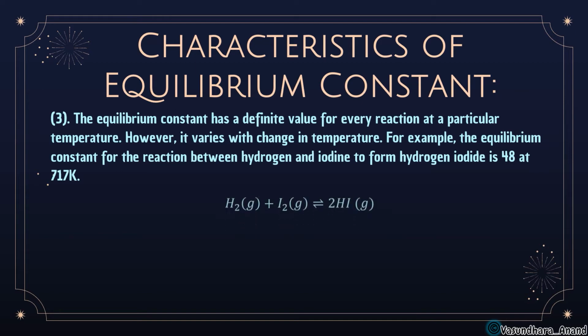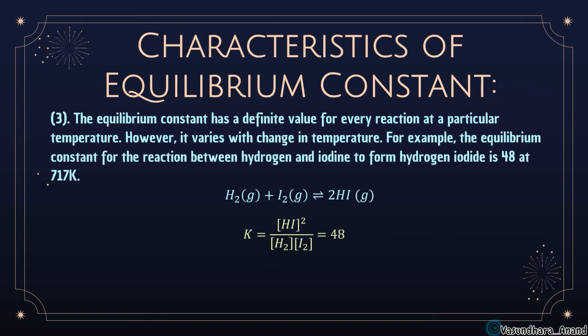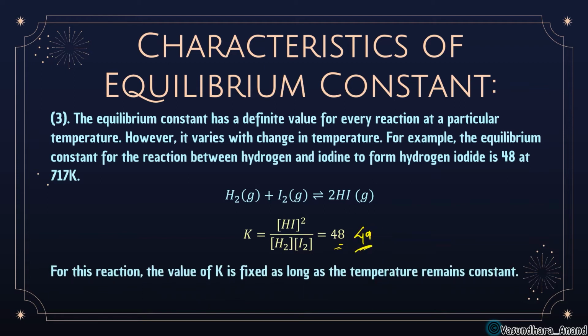Okay. H2 gas plus I2 gas changes into 2HI gas. Here K will be [HI]^2 upon [H2][I2], that is 48. In some books you can see that it is 49 also. So that is the experimental value. For the reaction, the value of K is fixed as long as temperature remains constant. As long as temperature remains 717 Kelvin, the value of K will remain constant, and that is 48 or 49 somewhere.